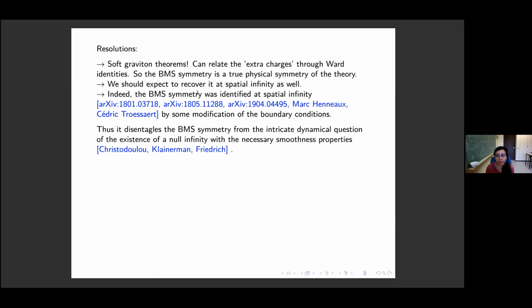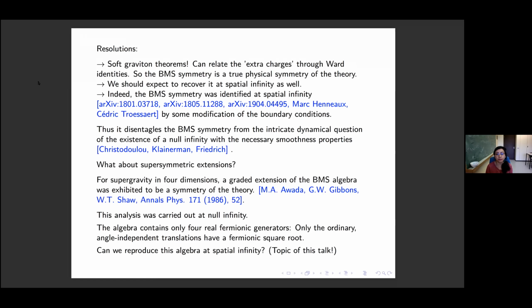And indeed, this was achieved by Marc and Cédric, where by some modification of the conventional boundary conditions, they could indeed recover the BMS group at spatial infinity. And this was a very important progress because it then disentangles the existence of BMS symmetry from the intricate dynamical questions about null-infinity, existence of null-infinity, smoothness properties, etc.